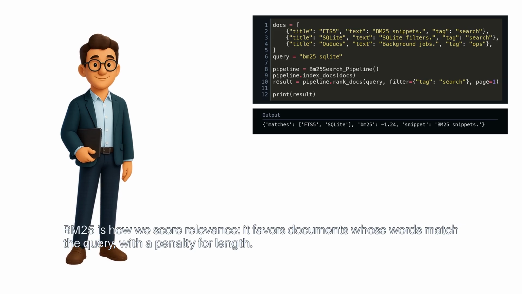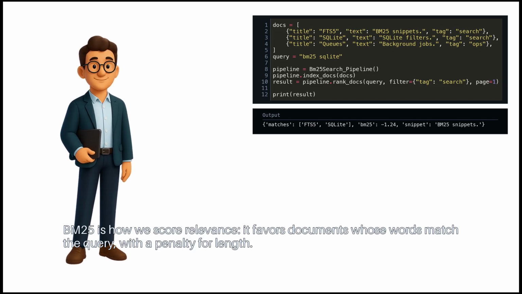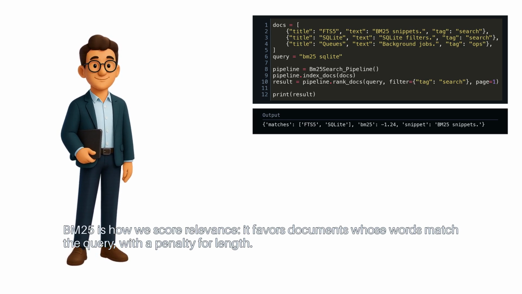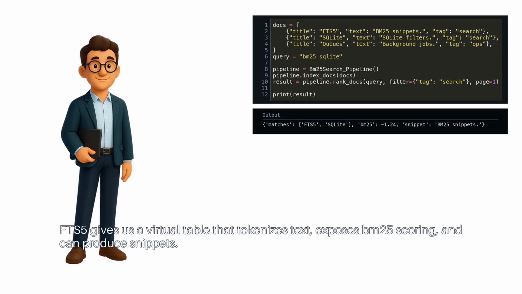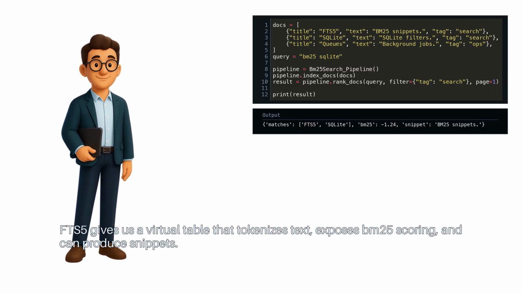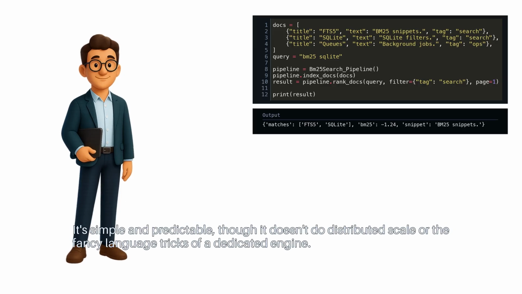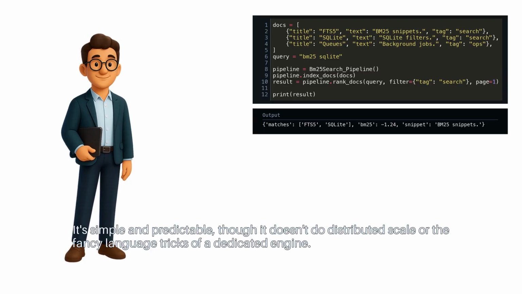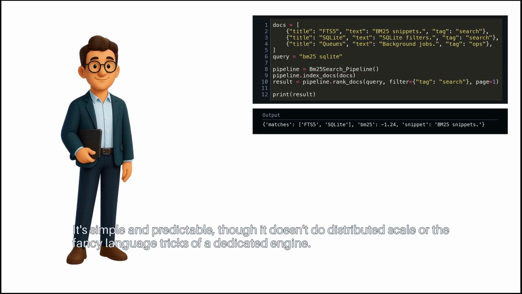BM25 is how we score relevance. It favors documents whose words match the query, with a penalty for length. FTS5 gives us a virtual table that tokenizes text, exposes BM25 scoring, and can produce snippets. It's simple and predictable, though it doesn't do distributed scale or the fancy language tricks of a dedicated engine.